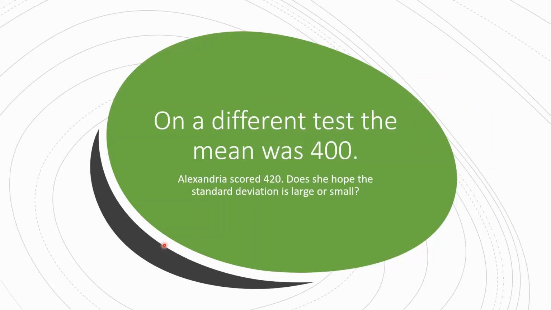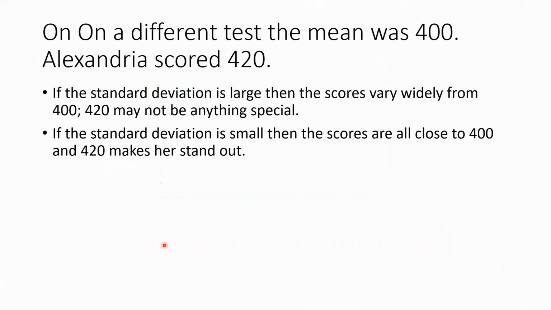Okay, how about this question? On a test, the mean was 400 and Alexandria scored 420. Is she hoping for a large standard deviation for the exam scores or a small one? So she scored above the mean. Does she want the standard deviation to be large or small?